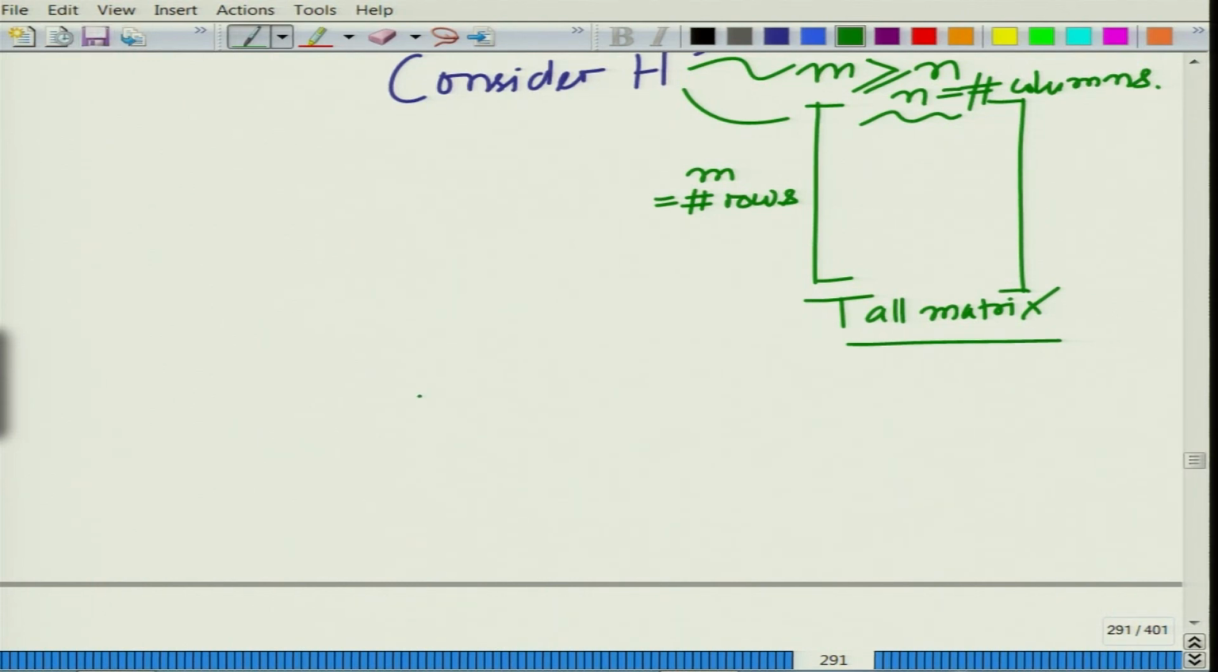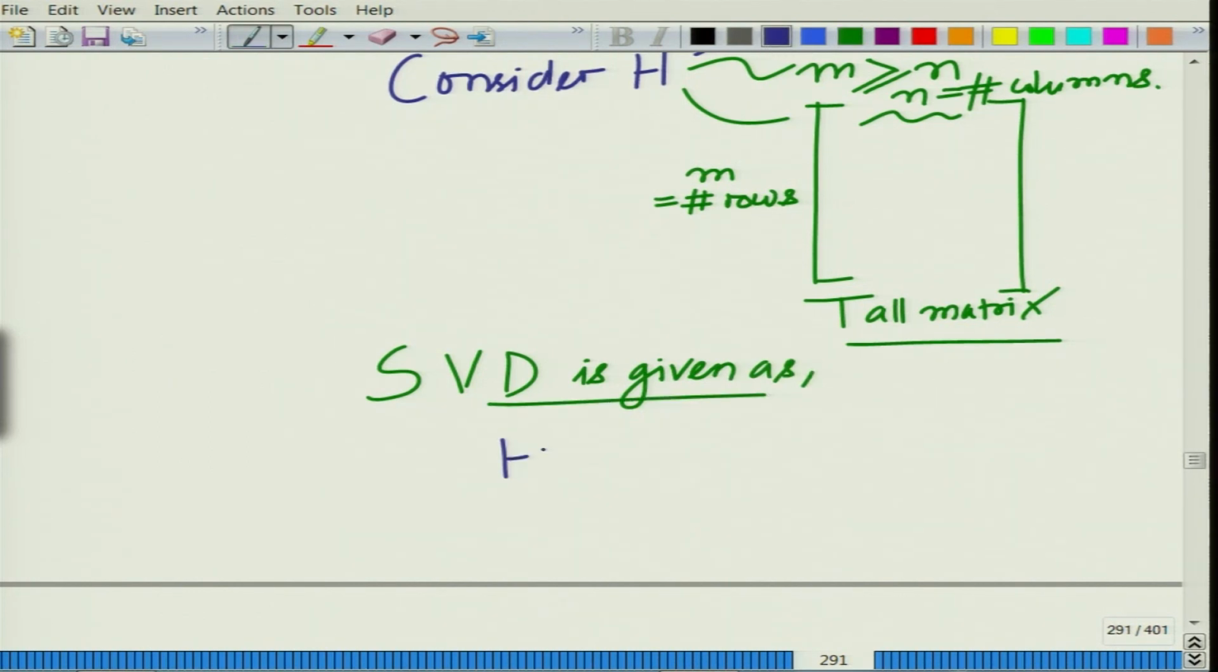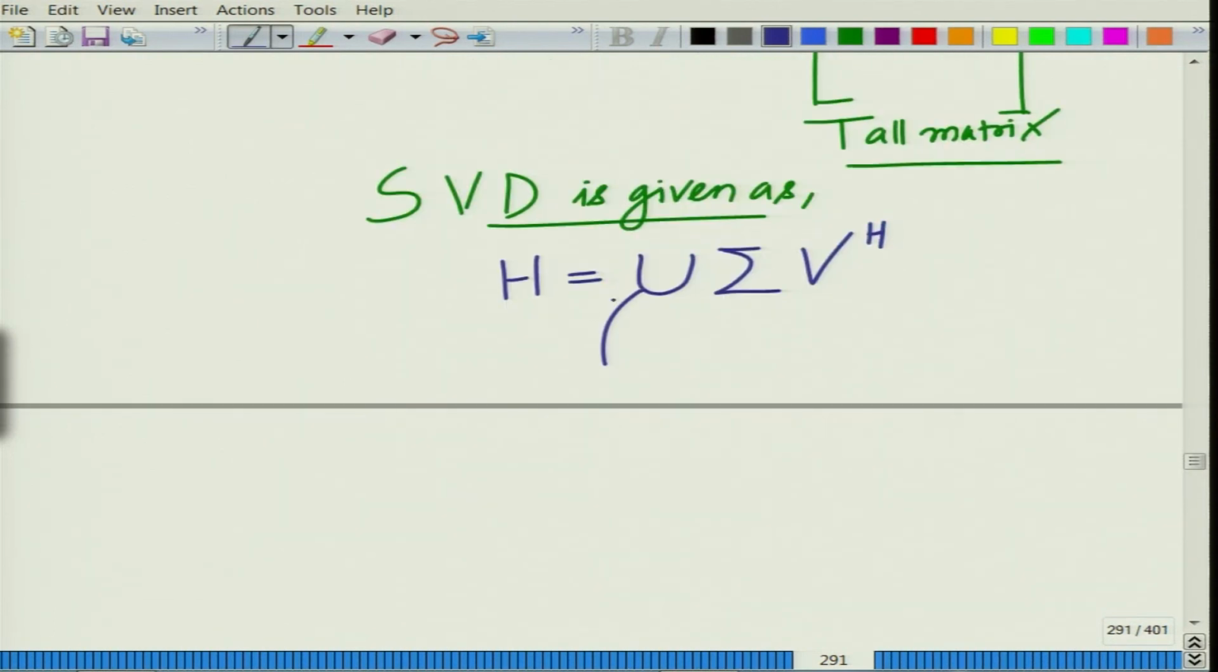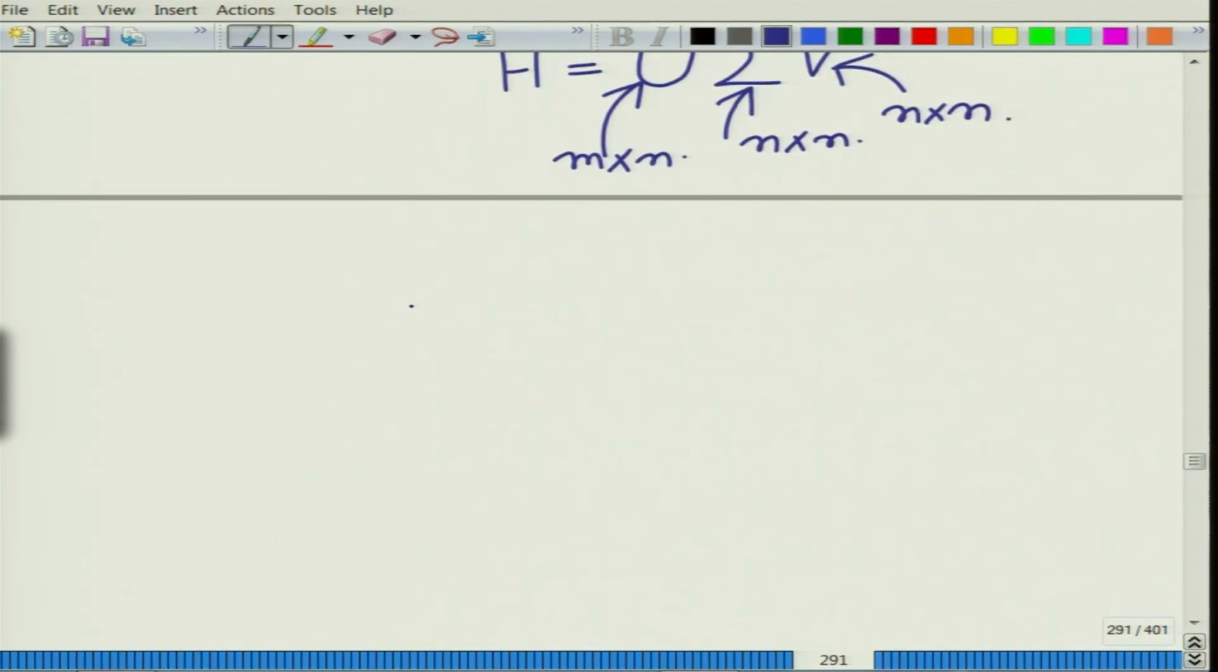And the singular value decomposition, SVD, is given as H equal to U sigma V Hermitian, where U can be written as an m cross n matrix, sigma can be written as an n cross n matrix, and V Hermitian can be written as an n cross n matrix, and this looks as follows. So H equals the singular value decomposition.